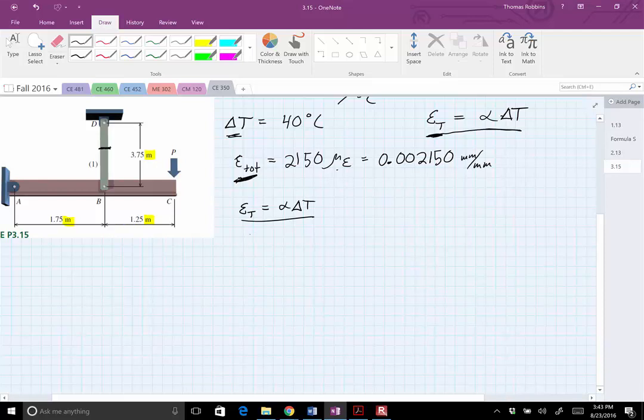So this is going to be, alpha was what, 22.5 times 10 to the negative 6, divided by degrees Celsius, multiplied to delta T, which is 40 degrees Celsius.